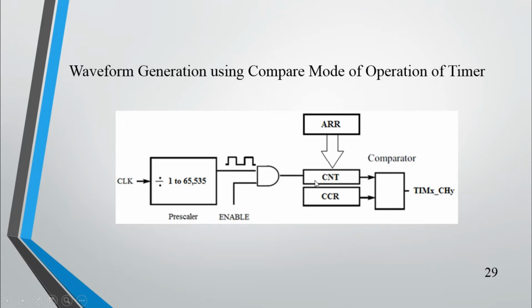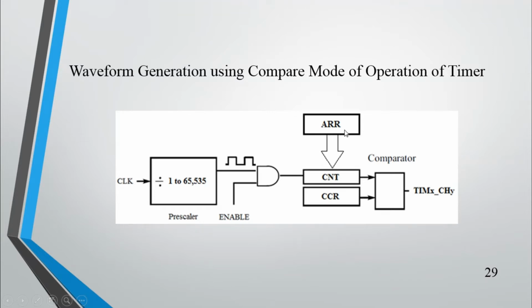Counter is configured in up counting mode. So counter will keep on counting from 0, 1, 2, 3, etc. when it is getting a clock. Up to what value it will keep on counting? Up to the value stored in ARR, right?